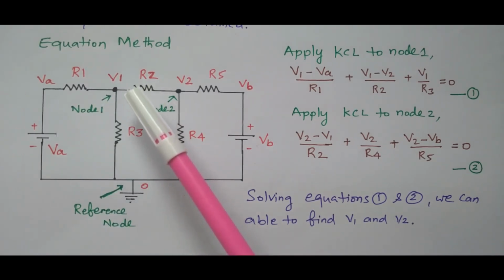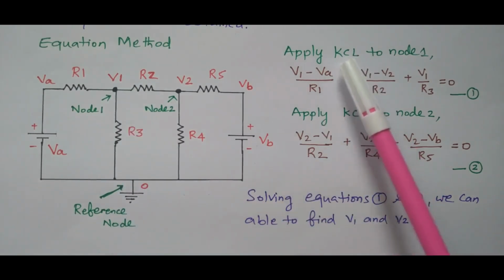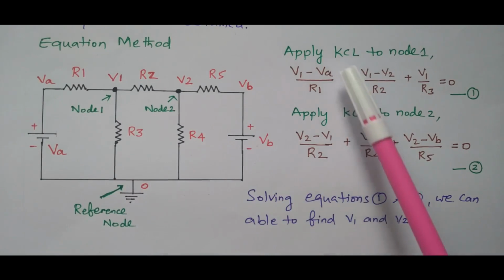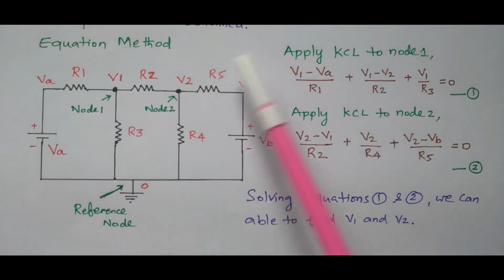One current may be incoming current, one current may be outgoing current. So the total current is 0. That is given by Kirchhoff's current law. Incoming current is equal to outgoing current at a node, otherwise at a node the total current is equal to 0. So we are going to apply Kirchhoff's current law at this node 1.